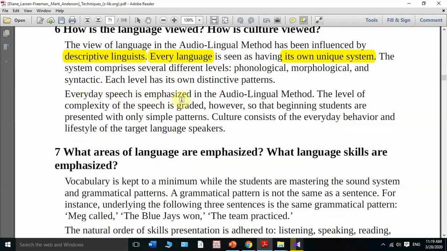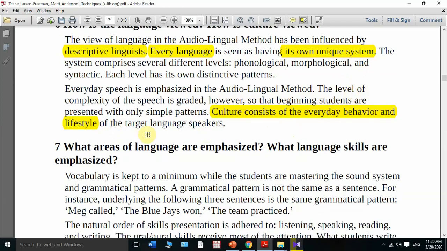Everyday speech is emphasized. This is about culture, so everyday speech is emphasized in the audiolingual method. The level of complexity of the speech is graded, however, so that beginning students are presented with only simple patterns. So culture consists of the everyday behavior and lifestyle of the target language. So we have culture to be everyday behavior and lifestyle, compared to what we had in the GTM, where we said culture is just the fine arts.